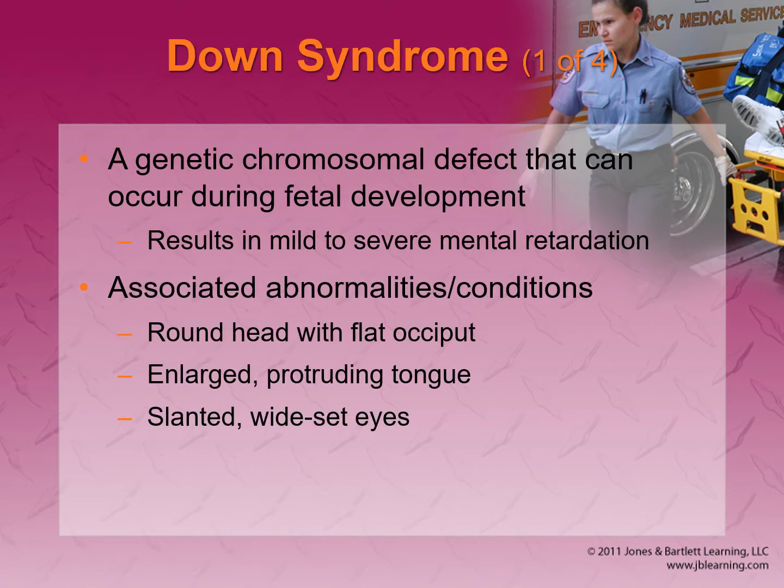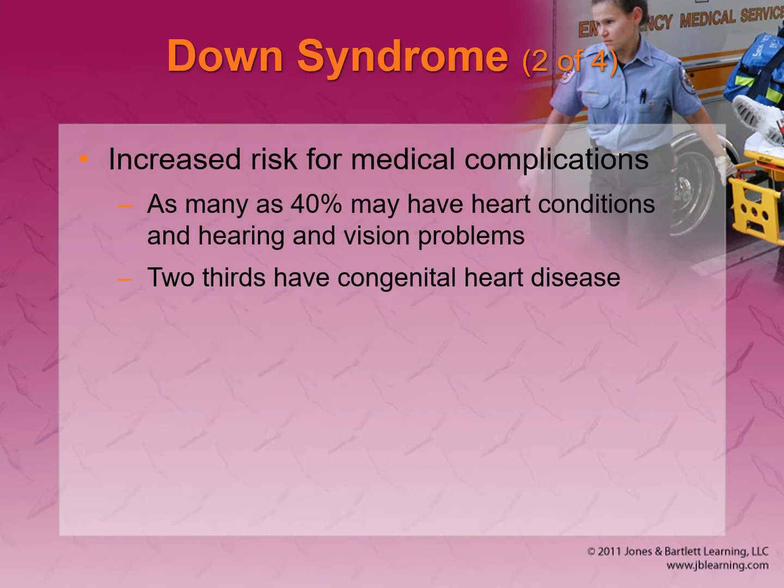Down syndrome is a genetic chromosomal defect that can occur during fetal development, okay? And that's things like an enlarged protruding tongue, round head, flat occiput, slanted wide-set eyes. There is an increased risk for other medical complications. As many as 40% have hearing and vision problems, and 2/3 have congenital heart disease.